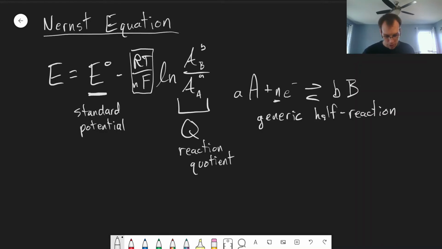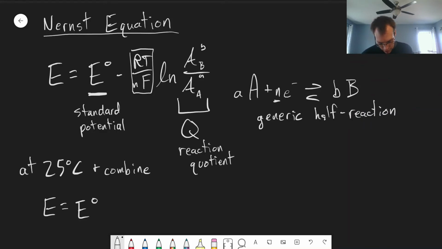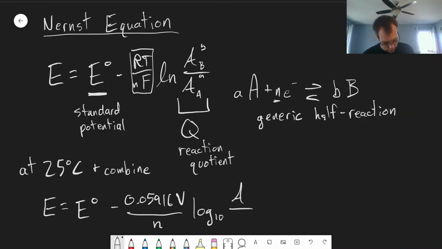Now, what's often done with this equation is if we say we're at 25 degrees Celsius, then we know the temperature, and if we combine a bunch of constants, and this is often written in terms of log base 10 instead of natural log, we can rewrite this equation as E equals E naught minus 0.05916 volts divided by N times log, now base 10 instead of natural logarithm, but still the same reaction quotient here.